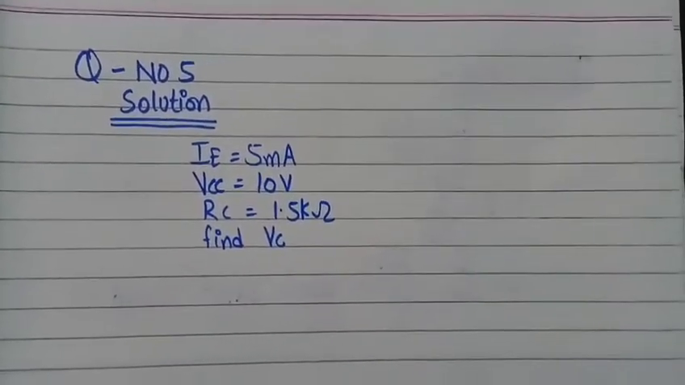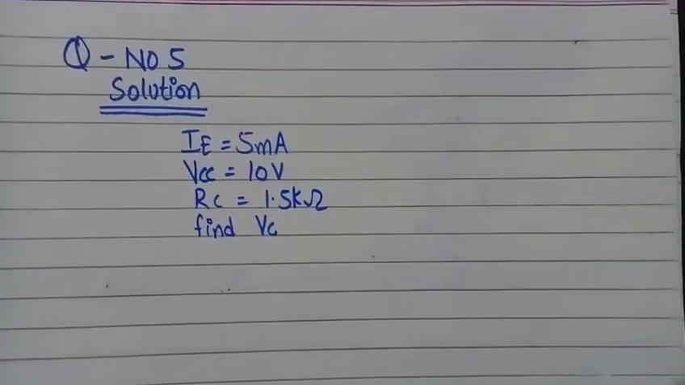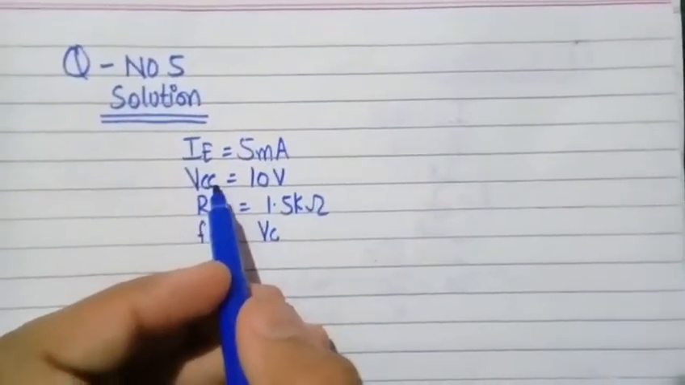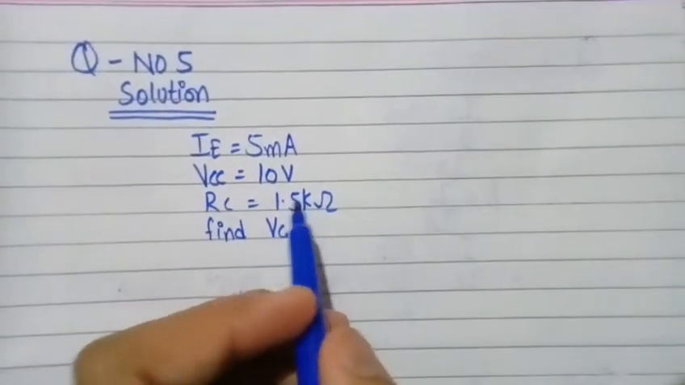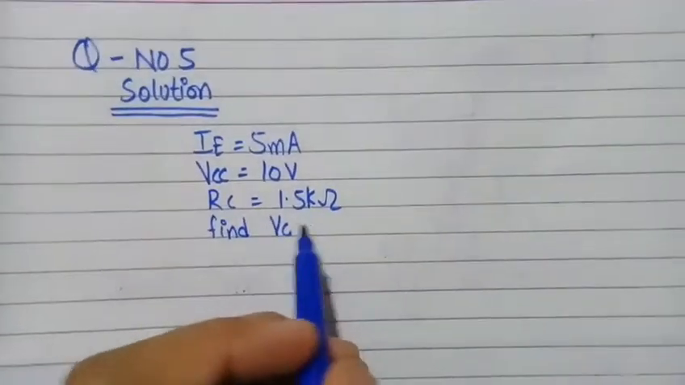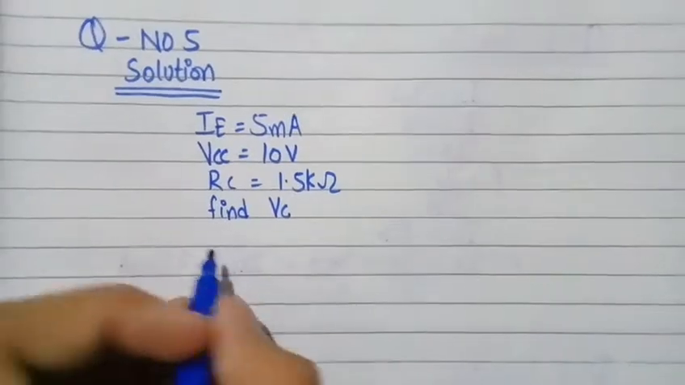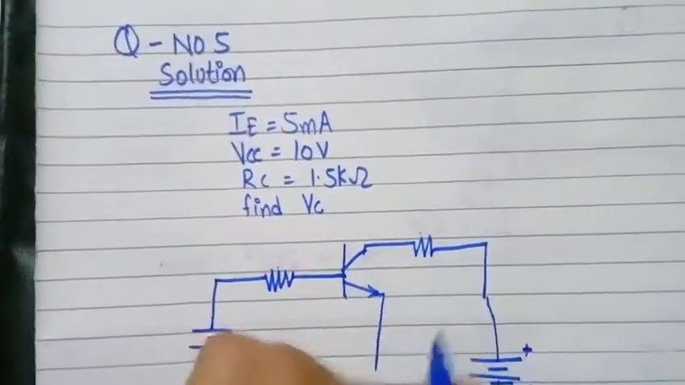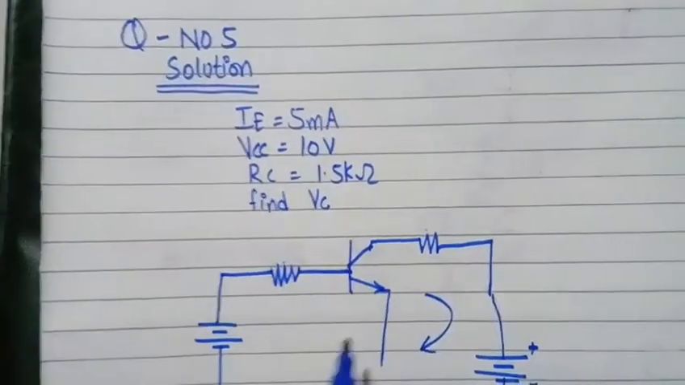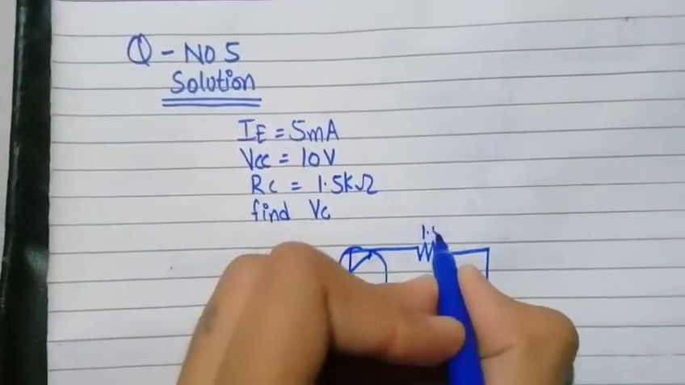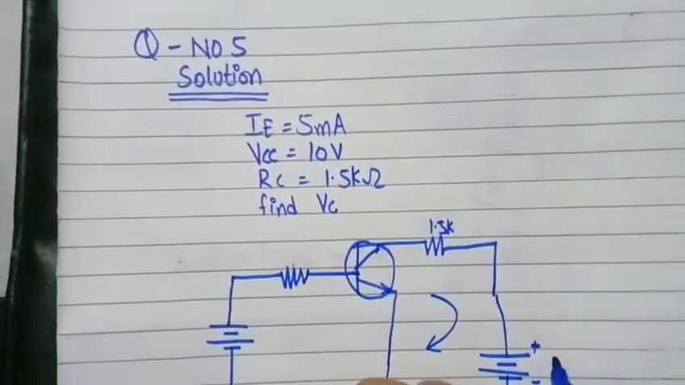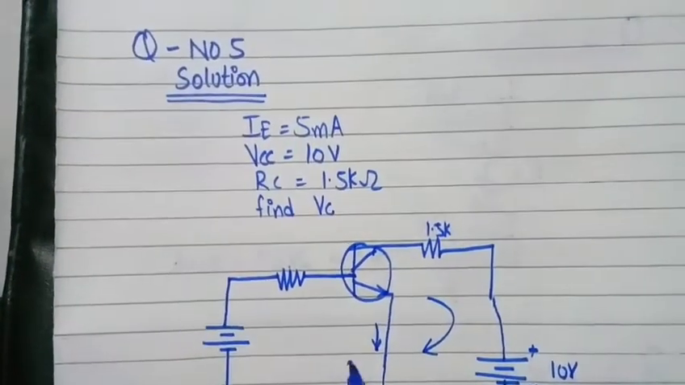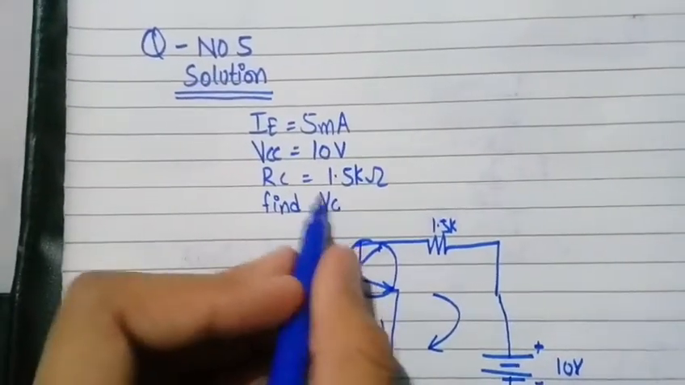So guys, let's solve question number 5. The given data is written over here. IE will be equal to 5 milliamps, VCC of 10 volts, the collector resistance RC is equal to 1.5k, and find voltage VC. So guys, let's draw the circuit of common emitter configuration, and here only the output loop will be present. The value of RC will be 1.5 kiloohms, value of VCC will be 10 volts, and IE, the current flowing from this branch, is 5 milliamps. Then what will be the value of VC?